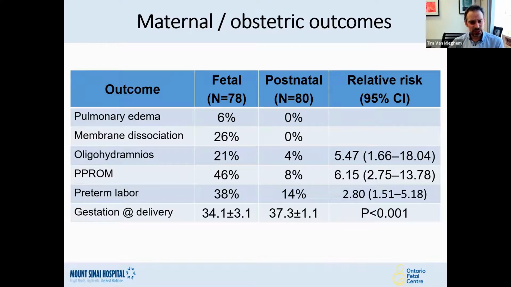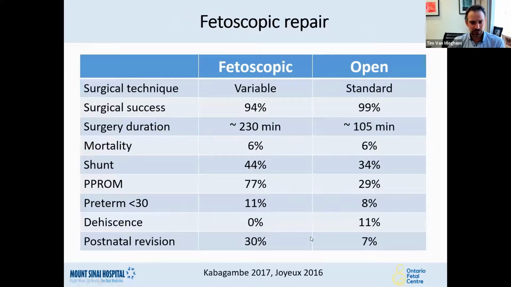I think that the numbers, if you look at more recent series, have gone down compared to the MOMS trial, and the maternal risks have certainly decreased with increasing surgical experience. The main risk of fetal surgery is still the risk of preterm delivery, which is about 34, 35 weeks now compared to 37, 39 weeks in fetuses who do not undergo fetal surgery.